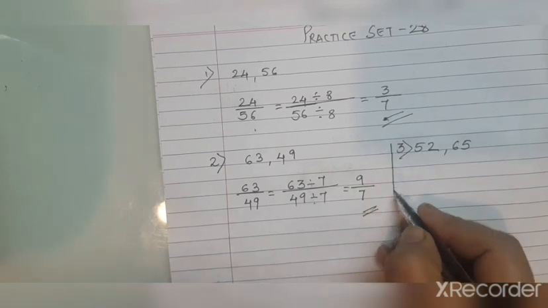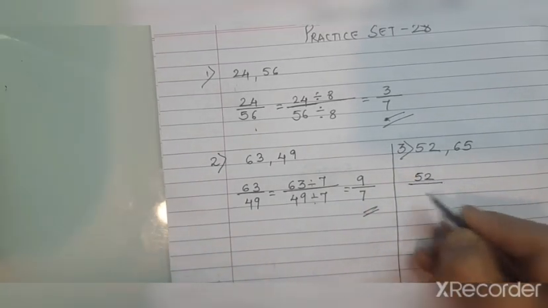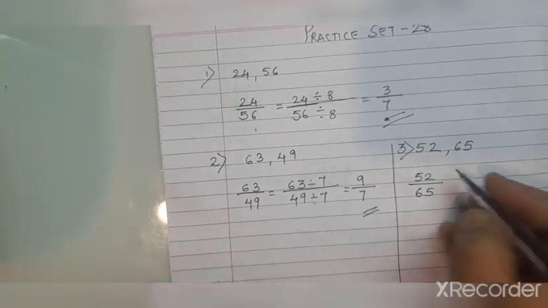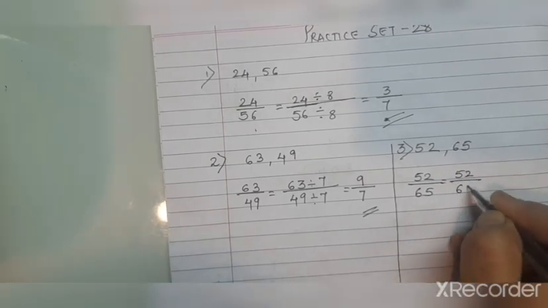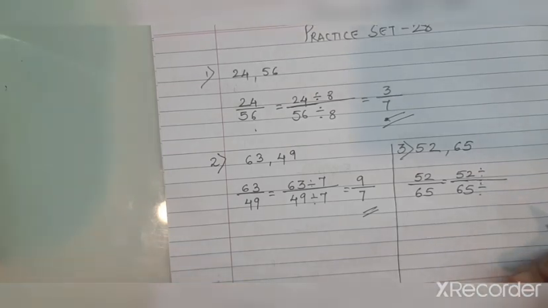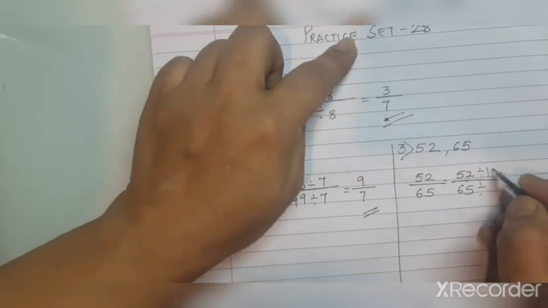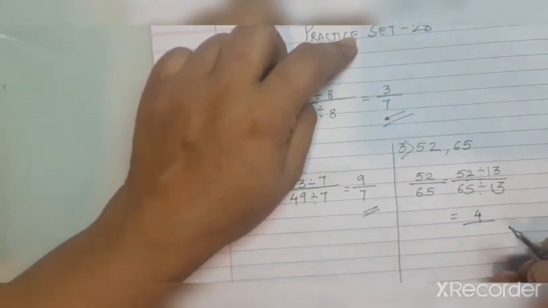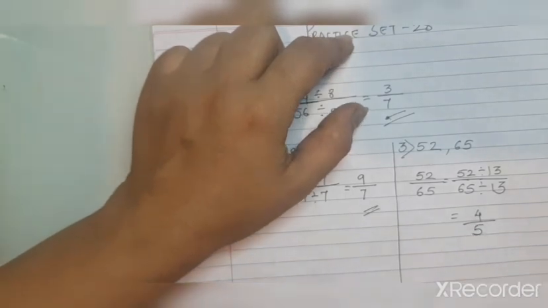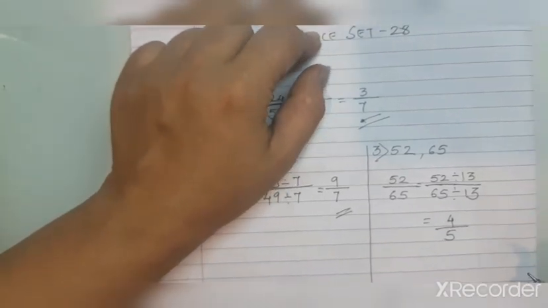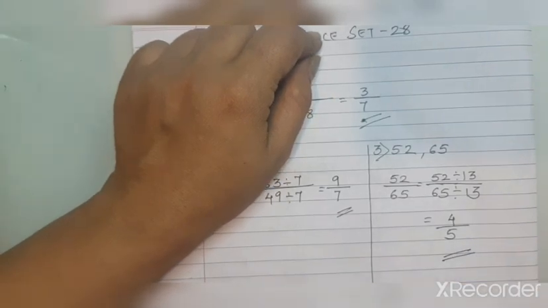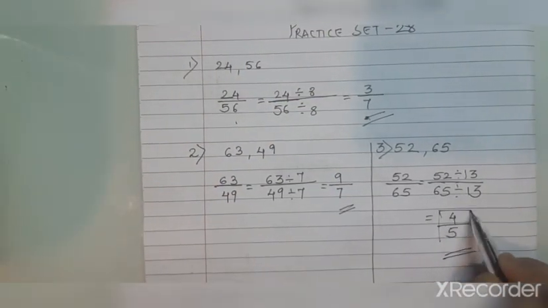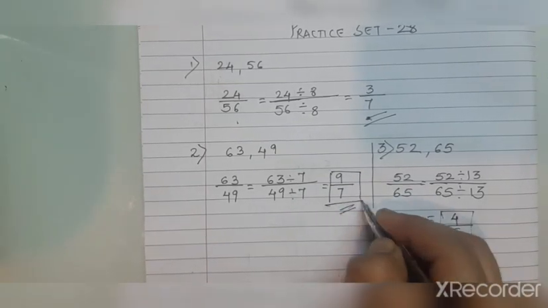Okay, now 52 upon 65. So again 52 upon 65. We have to check which number divides both 52 and 65. So it is 13. Okay, so 13 4s are 52 and 13 5s are 65. So this is the final answer because 4 upon 5 cannot be further divided.